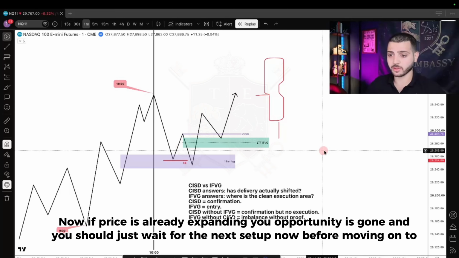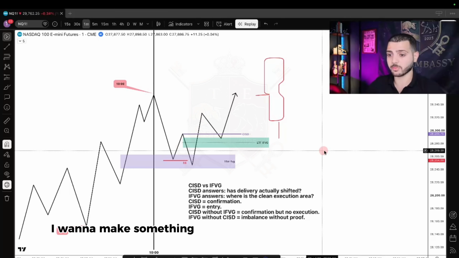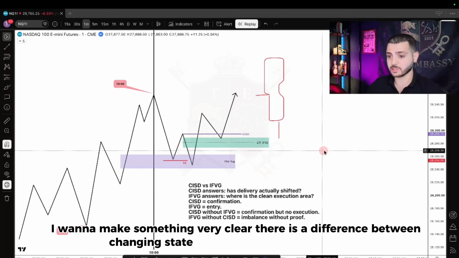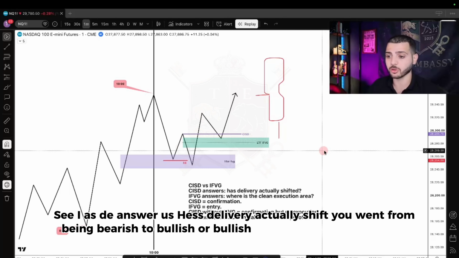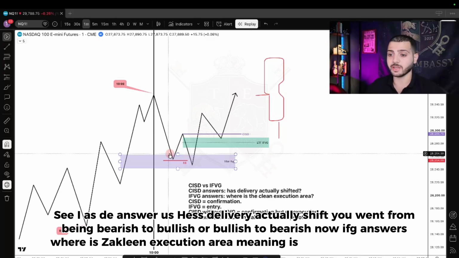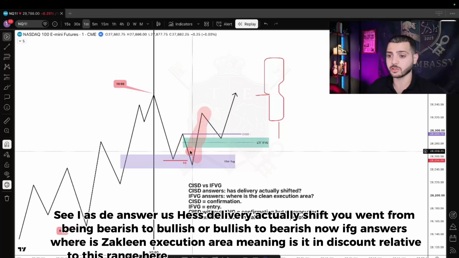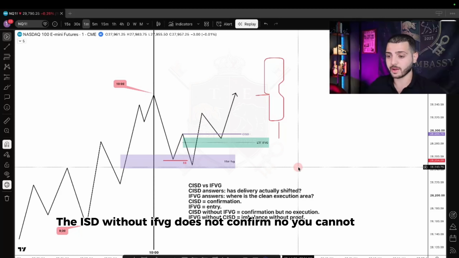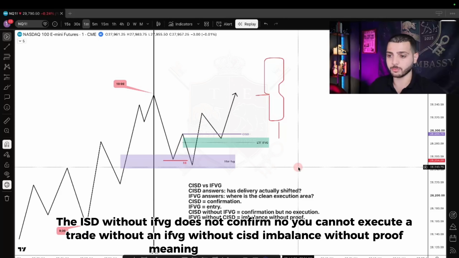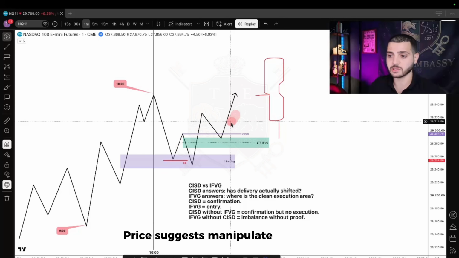Now, before moving on to the real chart example, I want to make something very clear. There is a difference between change in state of delivery and an inversion gap. CISD answers: has delivery actually shifted, from being bearish to bullish or bullish to bearish? IFVG answers: where is the clean execution area? Meaning, is it in discount relative to this range here? Is it in premium? You want to be buying in discount; if you're selling, you need to sell in premium. CISD without IFVG does not confirm anything. You cannot execute a trade without an IFVG. Without CISD, it's imbalance without proof, meaning the setup is not there, price is just manipulating both sides.